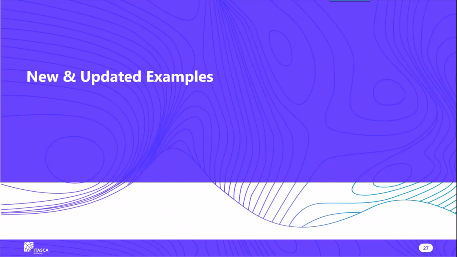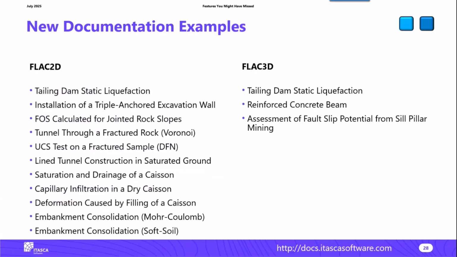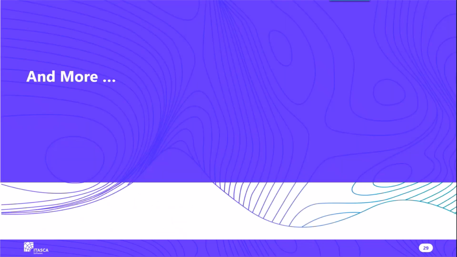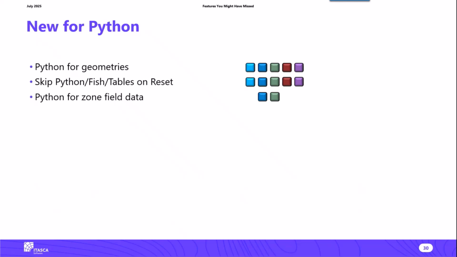Okay, so we've added a bunch of new and updated some existing examples, mostly for FLAC 2D and FLAC 3D. You can see there's quite a number of examples, especially for 2D. This includes things like tunneling through a fractured rock using Voronoi, that sort of example that we looked at earlier, deformations caused by filling of a caisson, and a number of consolidation examples. Okay, and of course there's always more.